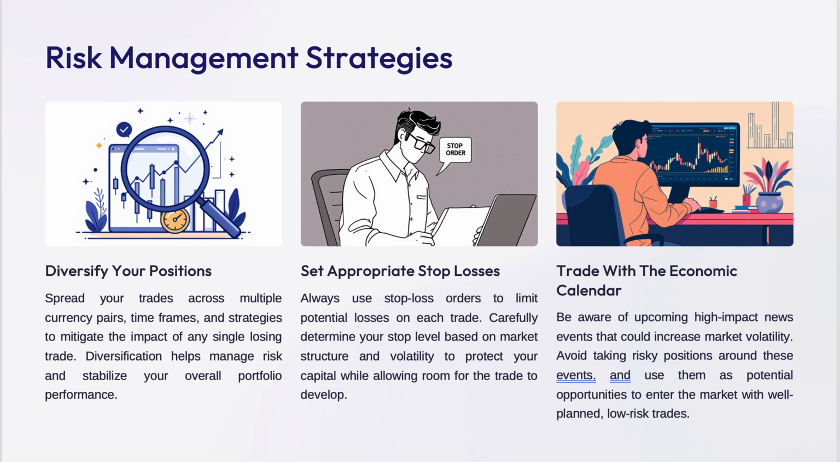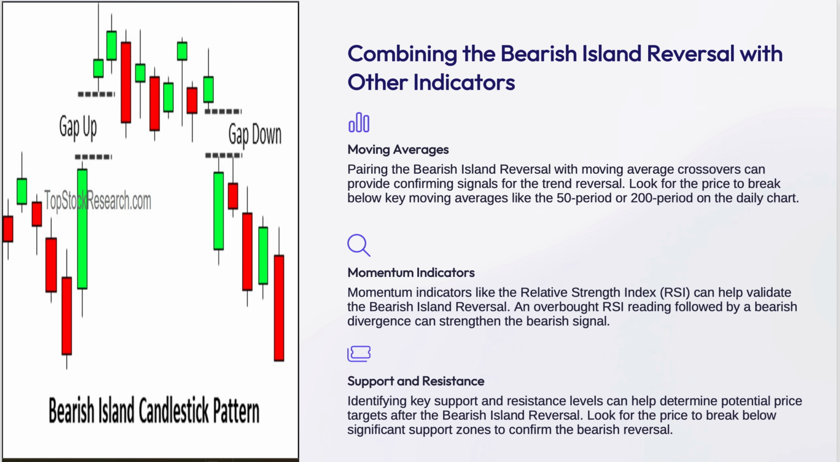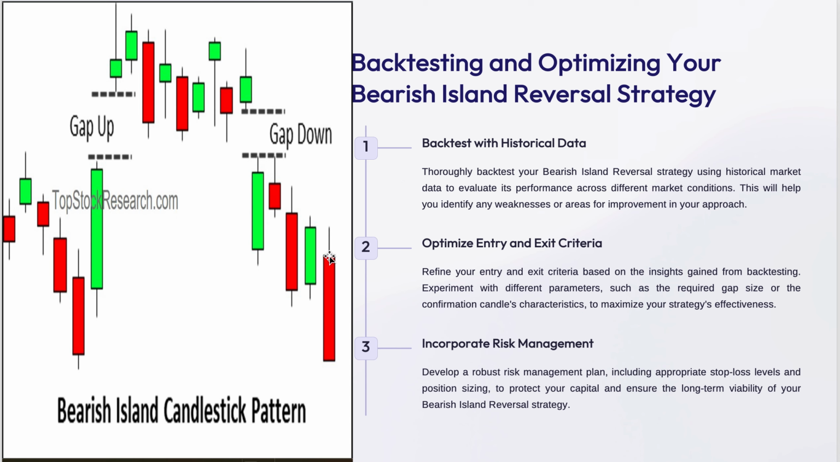Risk management strategy: diversify your position, set appropriate stop losses, and trade with the economic calendar. In a sense, trade with some kind of a strategy. Don't go blindly just because you identified something. Identify your setup, confirm with signals, and time your entry. I think I spoke about gap ups and gap downs. You can read this also. Backtesting or practicing on historical data is very, very important if you want to progress in trading.